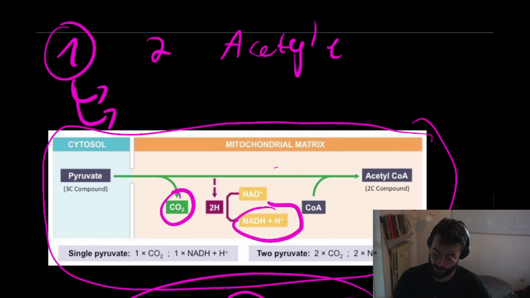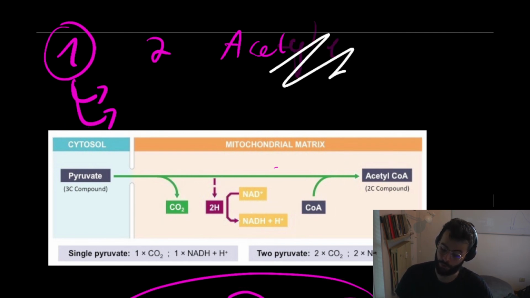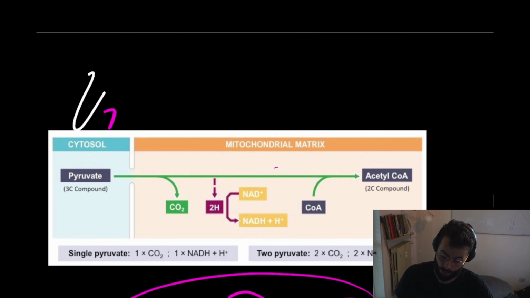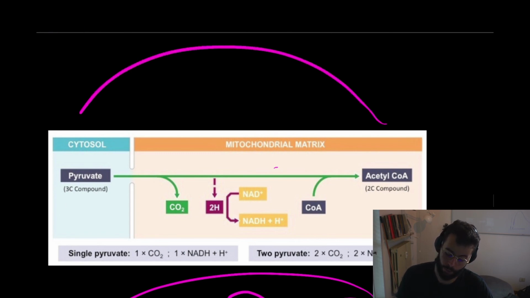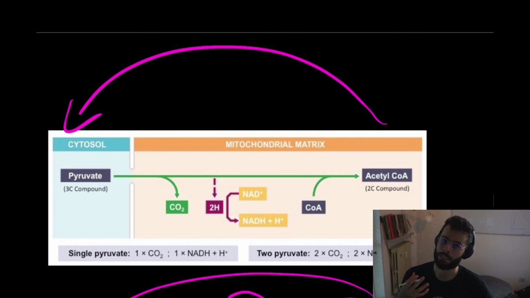I hope this video made sense. I hope it helped you to understand the production of acetyl-CoA from pyruvate through this special process and the chemical modifications we do to the pyruvate in order to prepare the next substrate we are going to use inside the Krebs cycle.